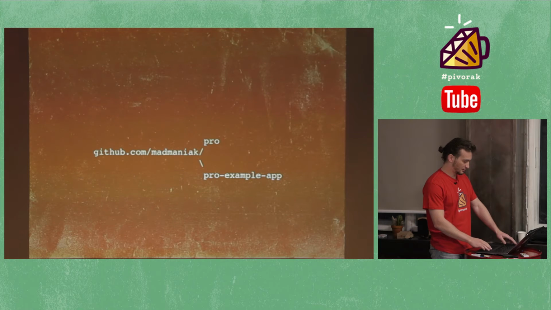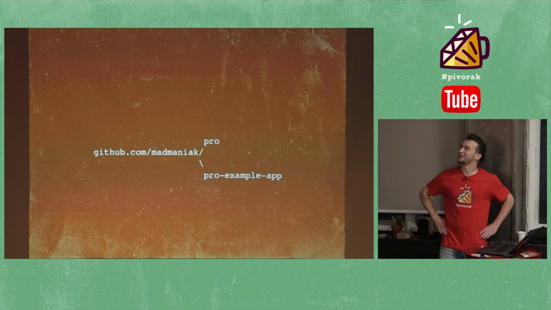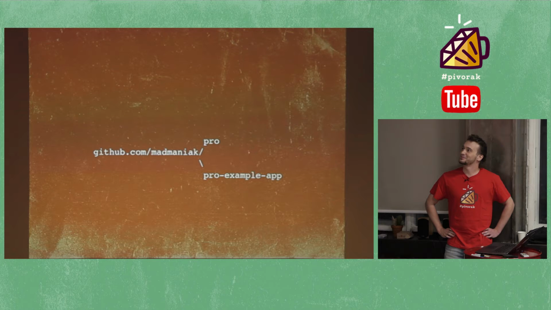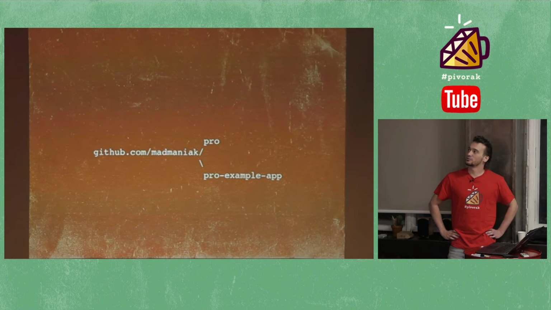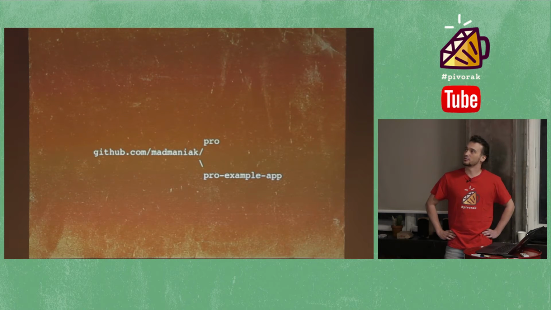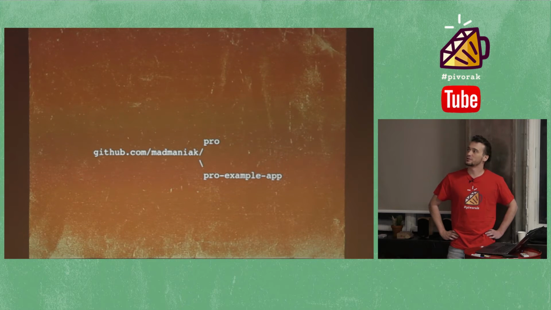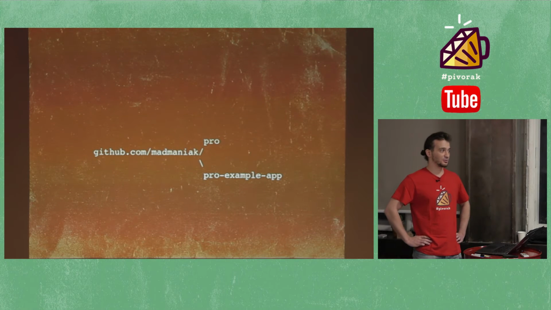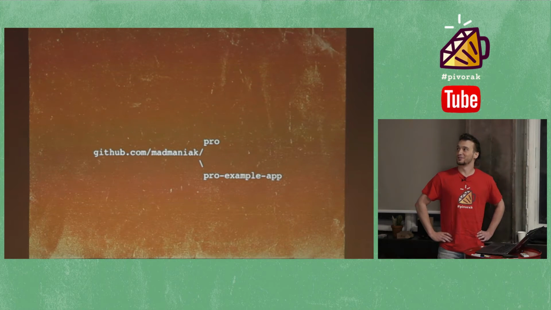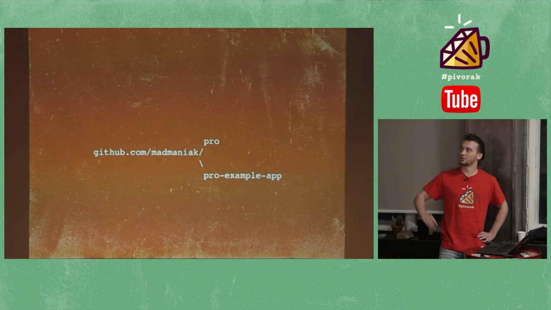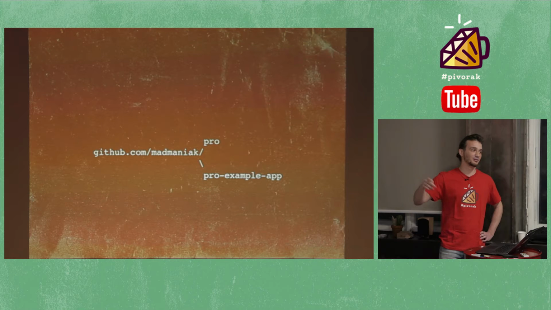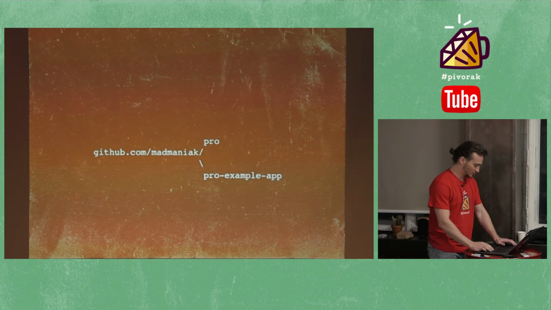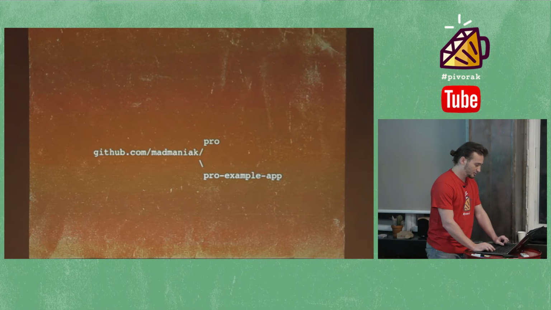So I think it's the end of slides, but I will show you live. So we can check 2 repositories. One is MadManiac Pro and one is MadManiac Pro example app. So Pro is a framework I made this week especially for you, just to show a little polyglotic approach. And Pro example app is an app made in this framework. So I think we'll start with some benchmarking.